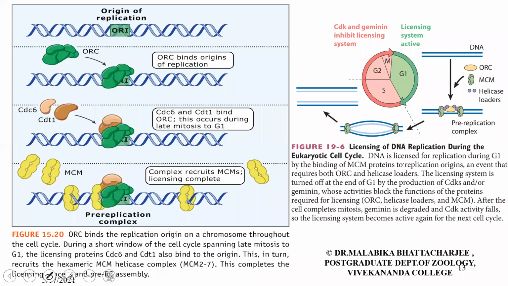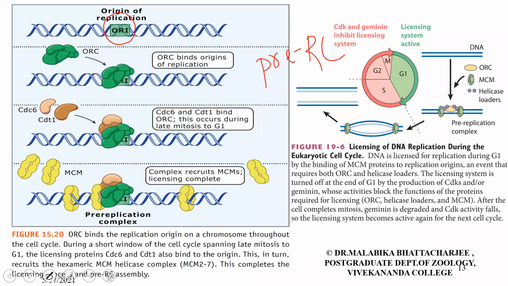When we are talking about eukaryotic replication, in a very similar manner, to initiate DNA replication, a pre-replication complex known as pre-RC must be assembled at points from where replication will start. So these points are known as origin of replication.